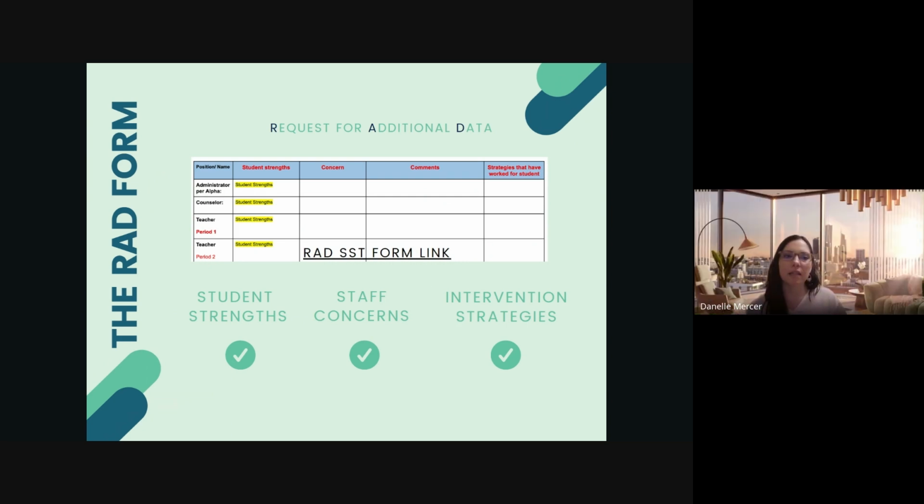Yes. And this is just a part of that form where it really focuses on some of these key areas that we're going to go into further. But linked on the link is the whole drafted up form, a copy of a site form that's used where it goes into a little bit more of the sections. But again, just focusing on these 3 areas of student strengths, staff concerns, and intervention strategies.